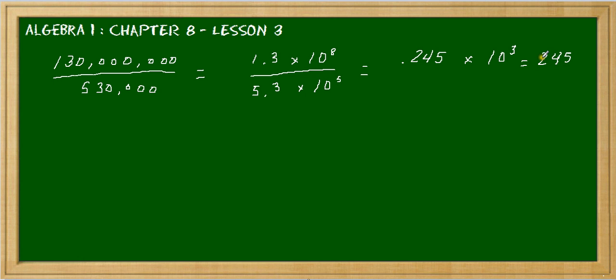Now, as you can see, let's just finish off what we had here. So 1.3 times 10 to the 8th divided by 5.3 times 10 to the 5th is going to be equal to 245. Just as the first law of exponents applies to the powers of numbers other than 10, this pattern of subtracting exponents is also true for division problems in other bases.